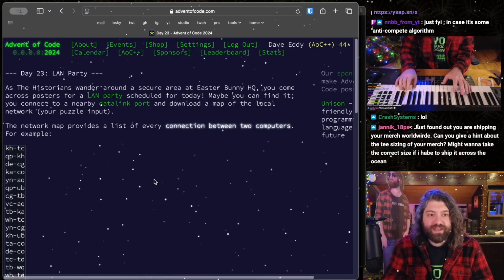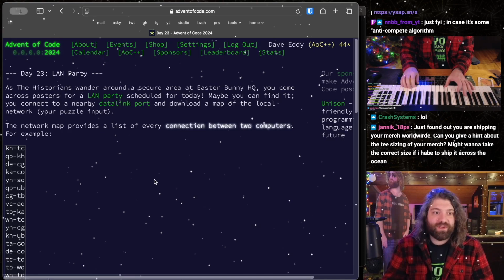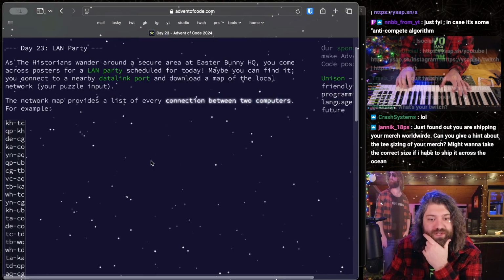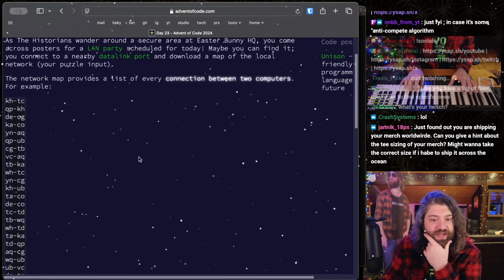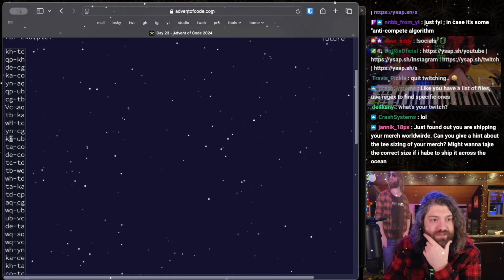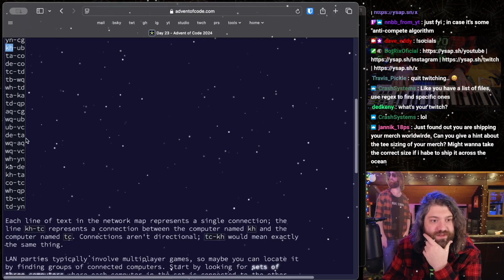There's a link there. Maybe you can find it. You connect to a nearby data link port and download a map of the local network, your puzzle input. The network map provides a list of every connection between two computers. Okay, so here are each computer. They have a name that's like 2 letters and a hyphen.